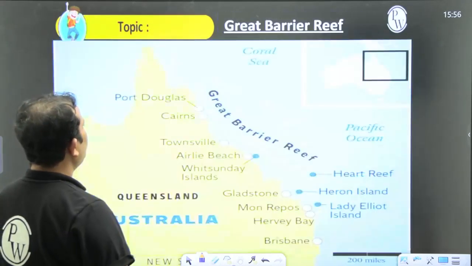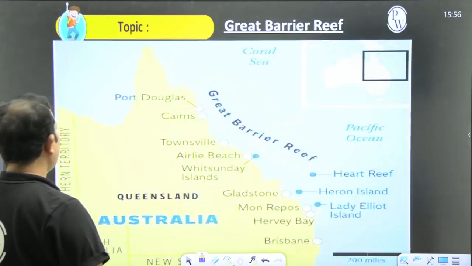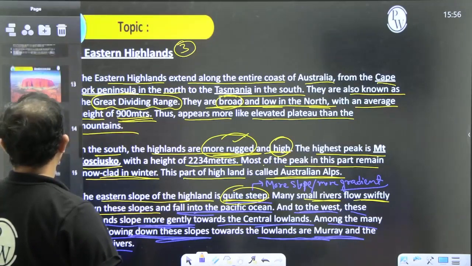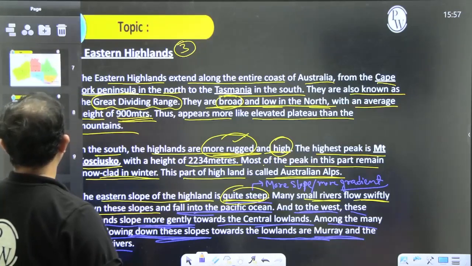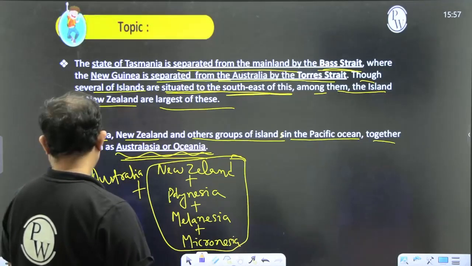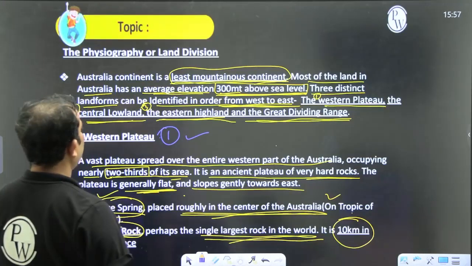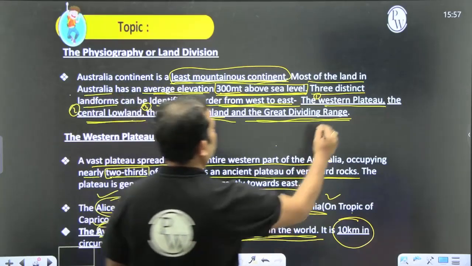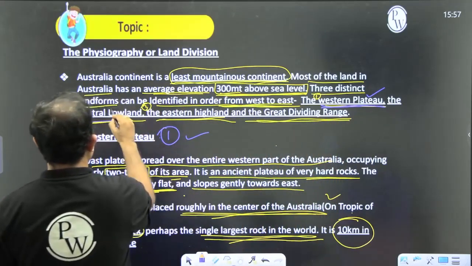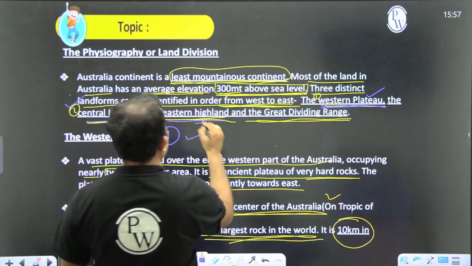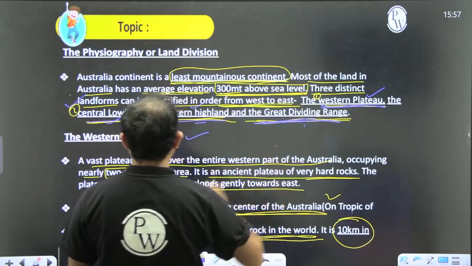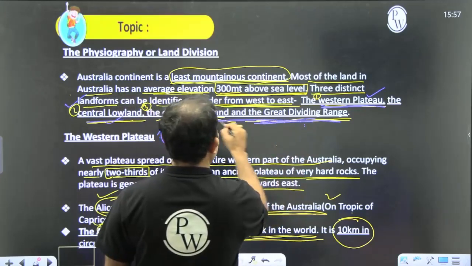So we have covered the major physiographic divisions of Australia. First, we studied the Western Plateau. Then the Central Lowland, and the Eastern Highland. Now we will go for the Eastern Highland and the Great Dividing Range. The Great Barrier Reef also we have covered.